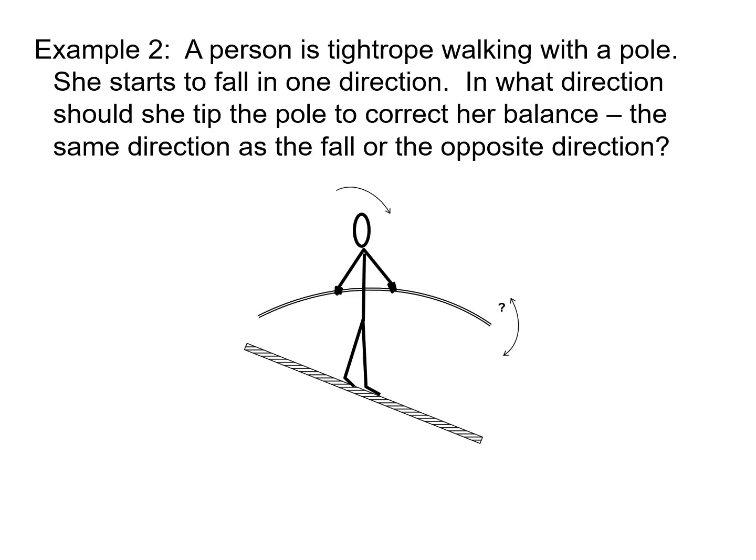So once again, we'll look at another example. A person is tightrope walking with a pole. She starts to fall in one direction. We'll say she starts to fall to her right. In what direction should she tip the pole to correct her balance? Should it be, if she's falling towards the right, should she tip her pole to the right or to the left? She should tip it to the left. If she were to tip it to the right, she's going to fall over very quickly. So she should tip it to the opposite direction.